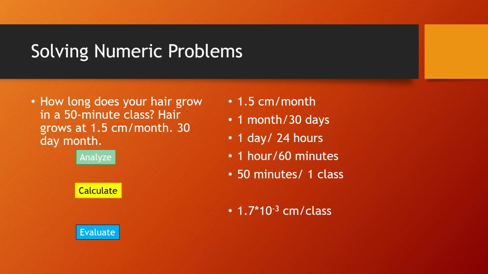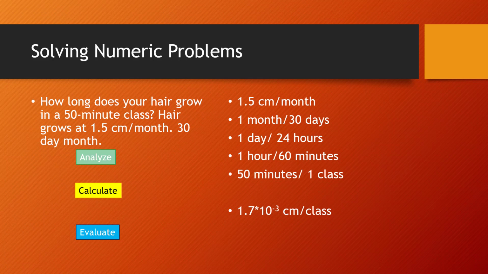How long does your hair grow in a 50-minute class? You're given the fact that hair grows at 1.5 centimeters per month, and that there are 30 days in a month. We're just taking a normal 30-day month. So what's our analysis? Well, what do we know already? Well, we know how fast your hair grows in terms of months, and we know that months are certain days. So what we can also know is how long a class is. A class is about 50 minutes.